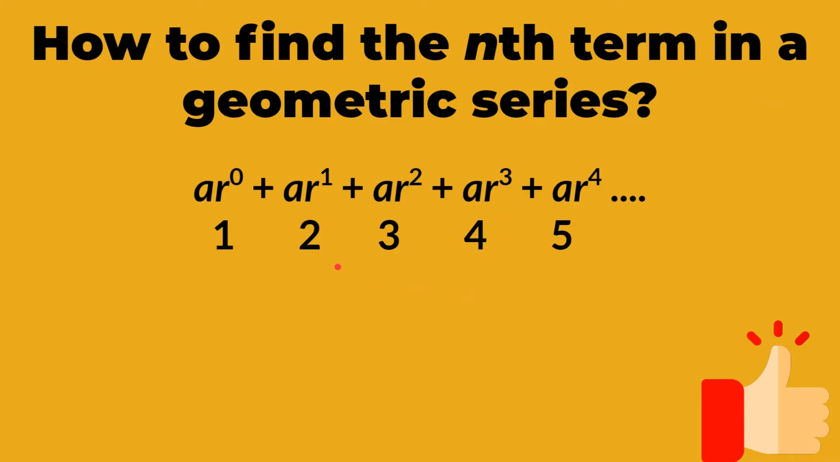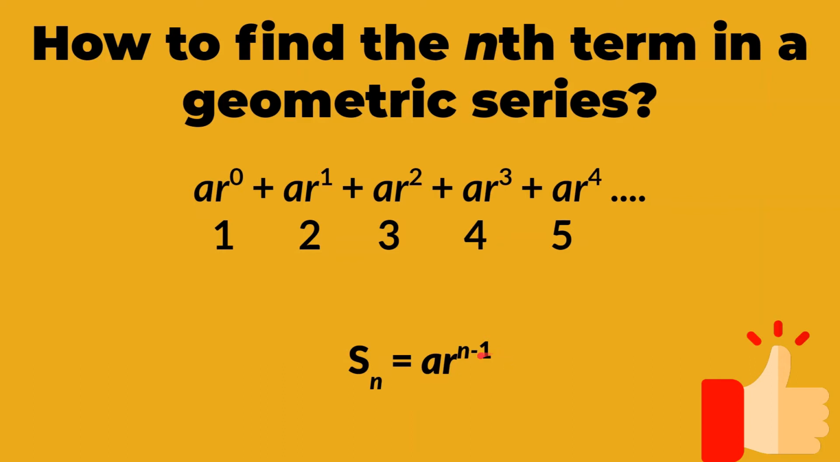So the first term is ar raised to 0, because r raised to 0 is 1, so this is just a. Then this is ar raised to 1, and r raised to 1 is just r, so it is ar, and from here we have already seen. So you have noticed that the power of r is 1 less than the term it belongs to. Therefore, for the nth term we can write the formula as: nth term is equal to a into r raised to n minus 1.